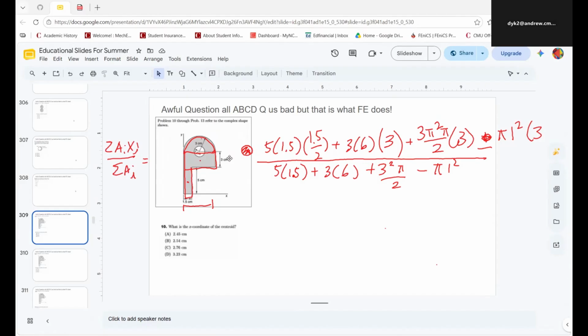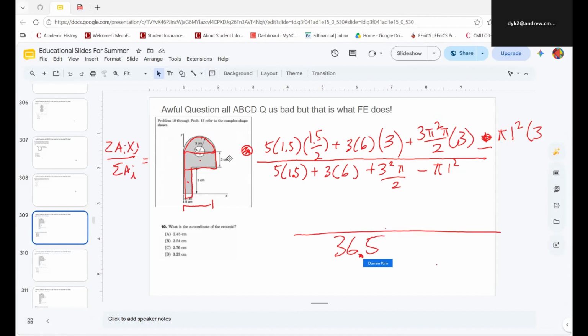All right, let's go to the bottom first. 7 multiplied by 1.5 plus 3 multiplied by 6 plus division 3 squared pi divided by 2 minus pi. Enter equals 36. So the bottom is about 36.495 something, which I'm just going to simplify to 36.5. It's going to be easier.